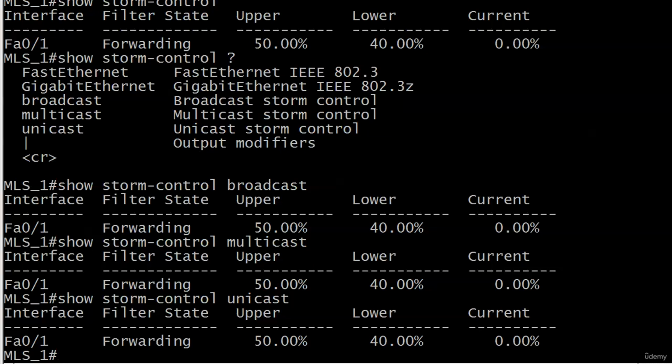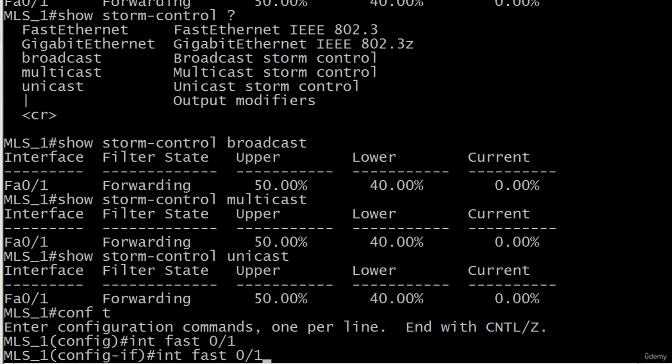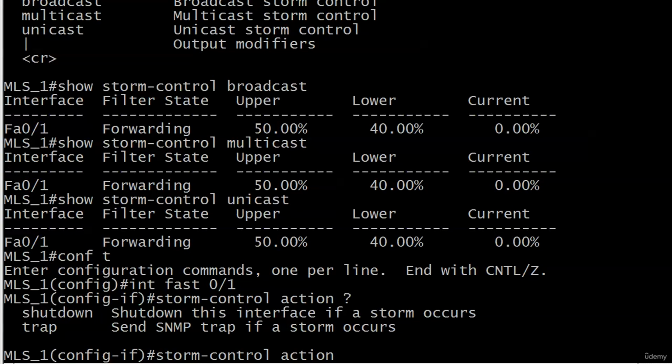So we've taken care of everything except what? What the action is. So let's go back to Fast 1 and talk about these two actions. And you might say, well, there's not much talking to be done because, by golly, that's pretty self-explanatory. What I do want to mention to you, beyond the options of shutdown and trap here, there's a default action. And it's exactly what you would think it would be, and that is dropping the offending frames. Once you go over your suppression level, those frames start getting dropped.